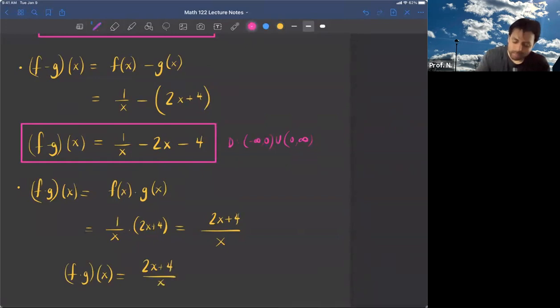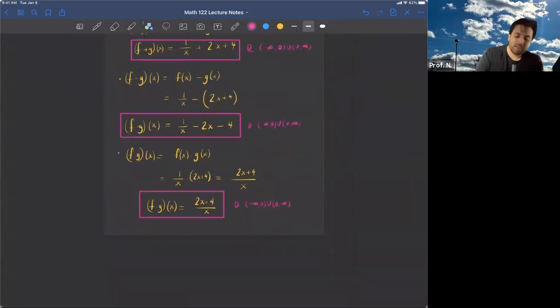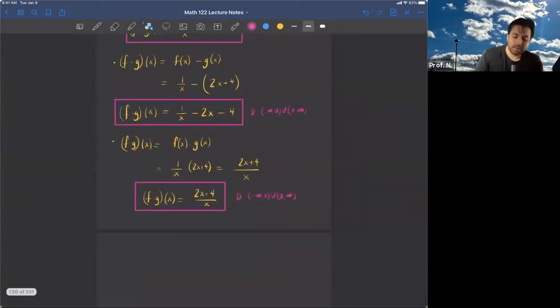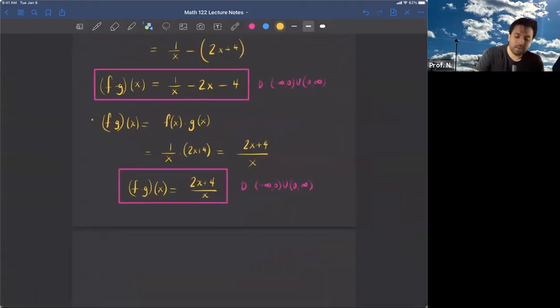What's my domain, though? My domain, remember, I can't have anything in the denominator being 0. So x cannot be 0, but it could be anything else. And so this is how we're going to carry on with all of these.